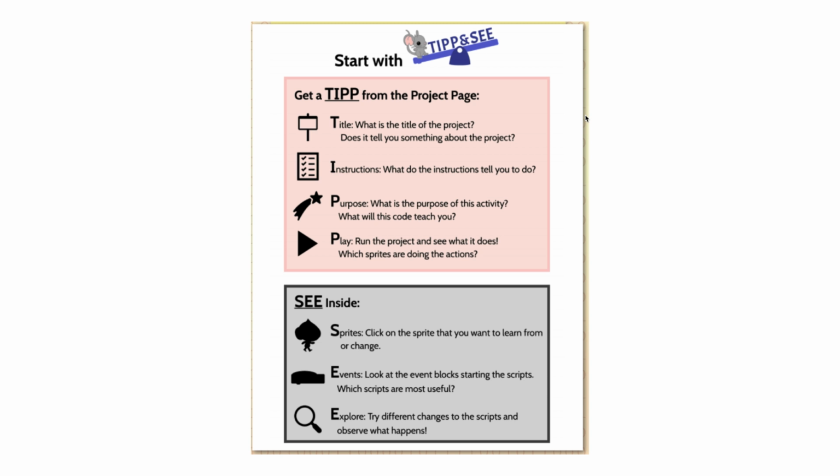The second phase, C, begins with S, which stands for sprites. This is where students examine the sprites to learn what they do and eventually how they will change them. E stands for events, and this is where students look at the event blocks that start the scripts. The last is E, explore, and this is where students try to make changes to the scripts to see what changes impact the program. So, let's see Tipp See in action.